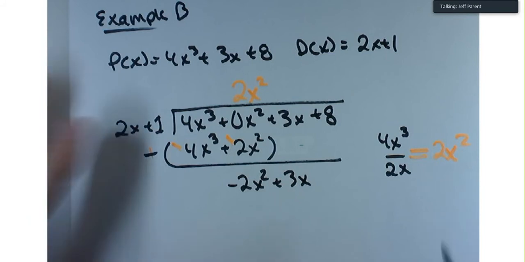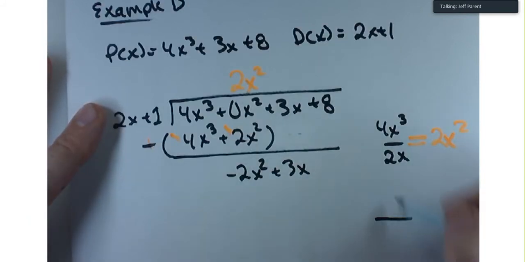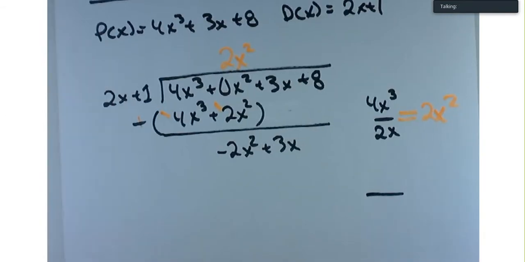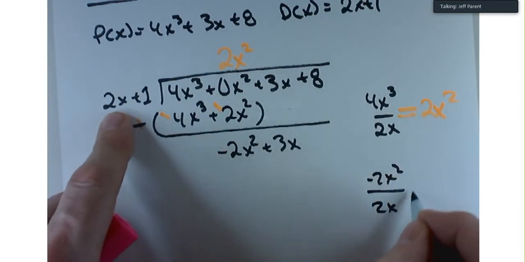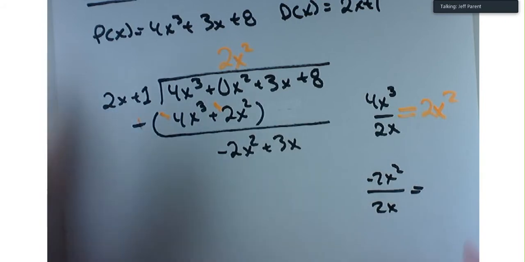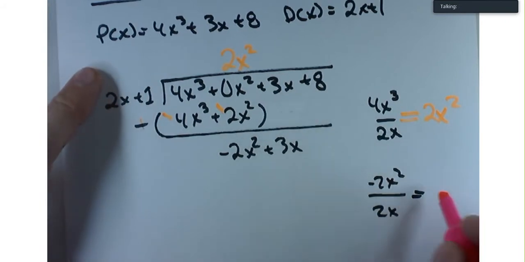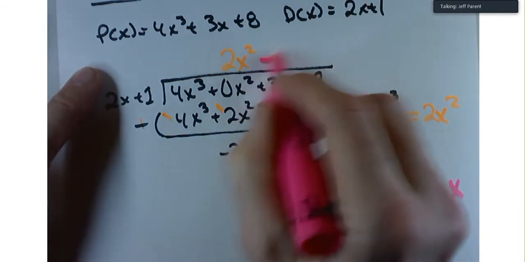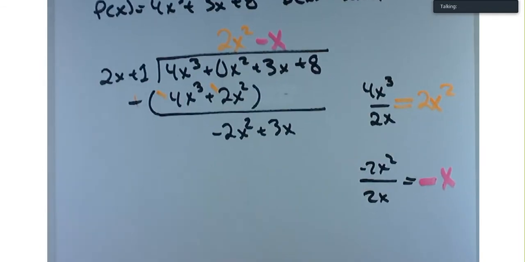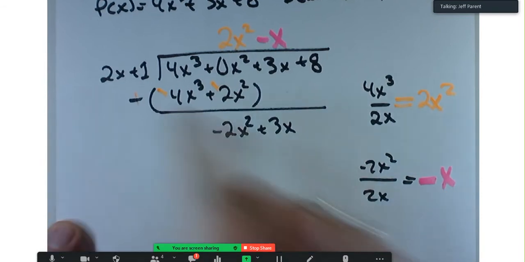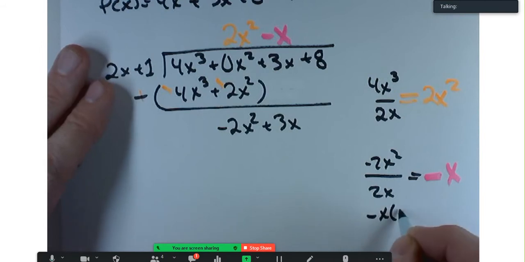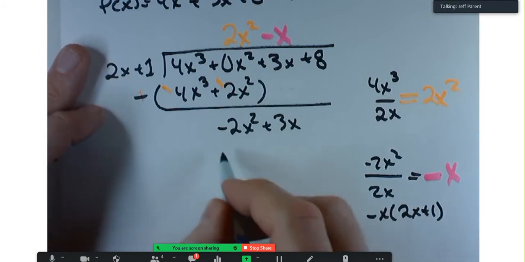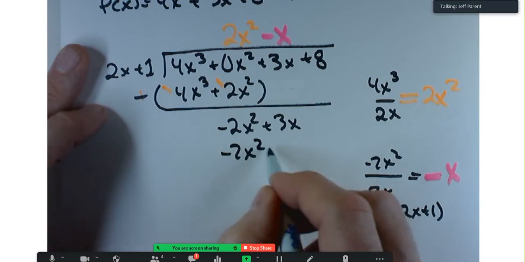Can someone tell me what expressions I'm going to divide to get the next thing here? Negative 2x squared divided by 2x. Perfect. This one, negative 2x squared, divided by this one, 2x. Thank you. And what's that going to give me? Negative x. I'll put that one up there. All right. So now, negative x times 2x plus 1 gives me negative 2x squared minus x.